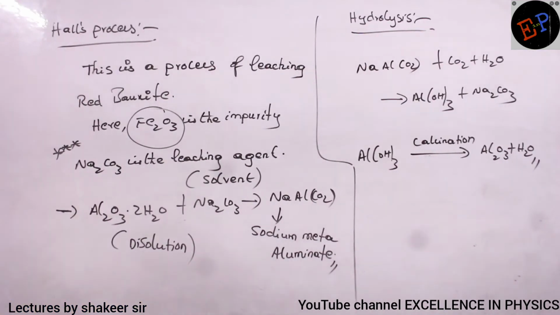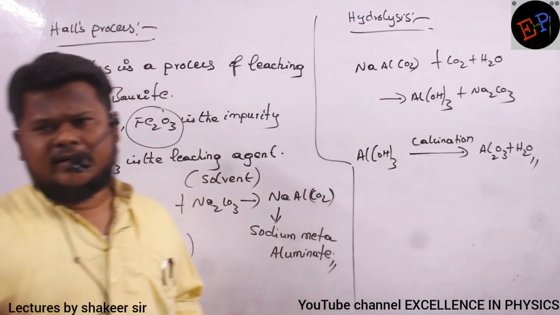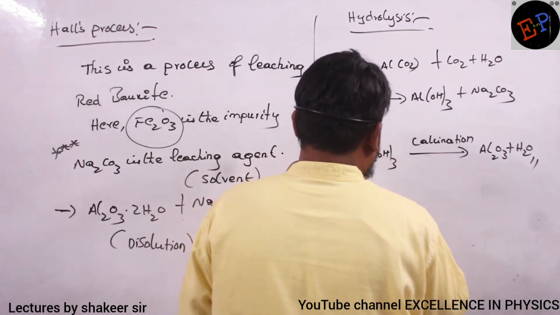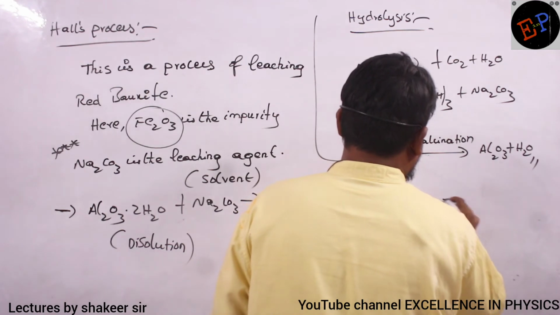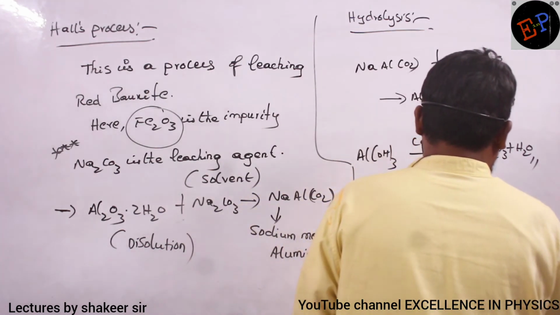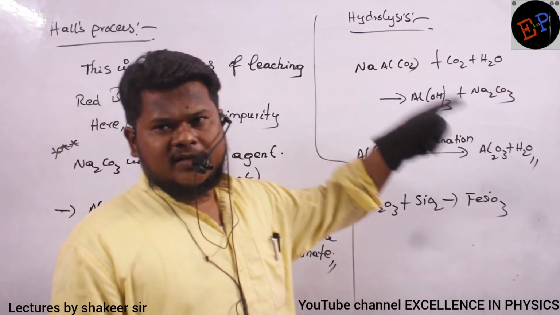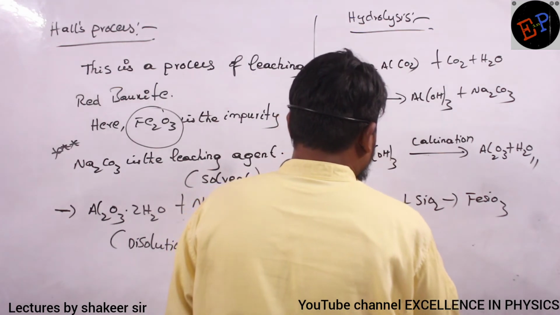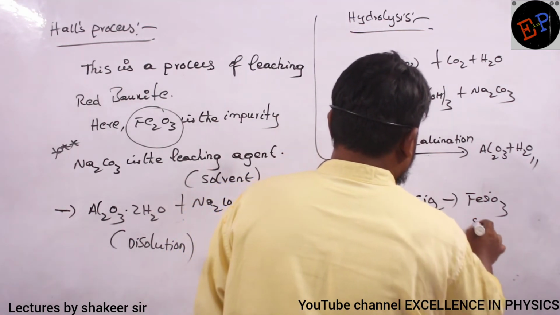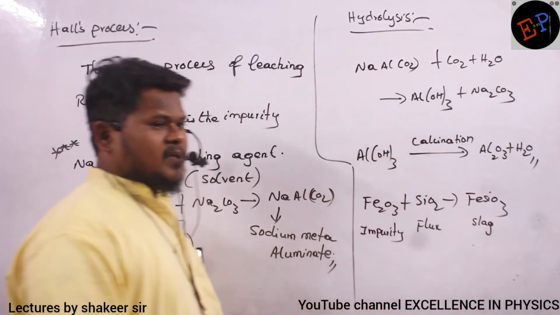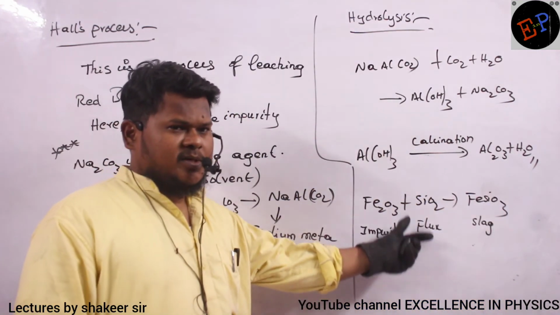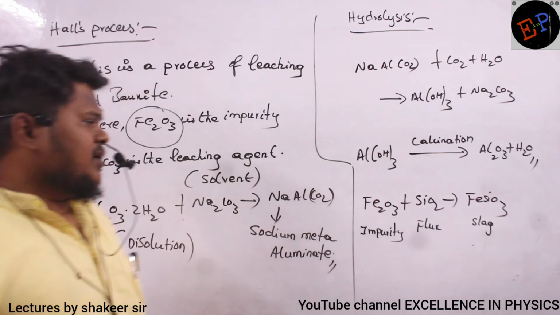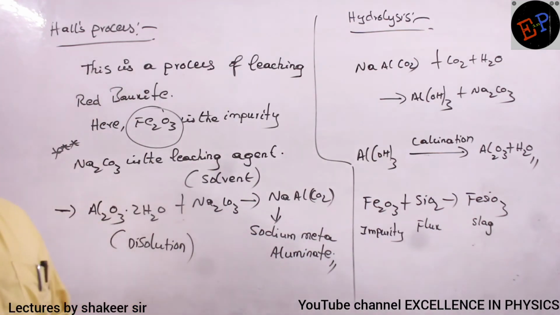Understood? Clear? And in the meanwhile, how do we remove the impurity which is present? Impurity can be removed like this: Fe2O3 plus SiO2 react to form FeSiO3. The same step we have studied in Bayer's process also. This is the impurity, this is the flux, and this is called slag. What is meant by flux we have already studied. The flux attaches with the impurity, and combinedly they come out as slag, the final impurity. So this process we call Hall's process.